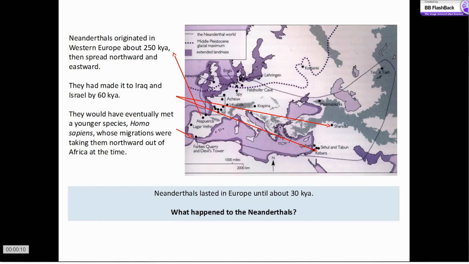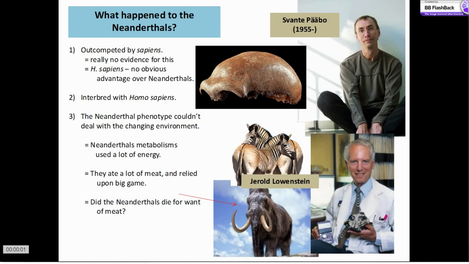So what happened to them? Okay, that's a good question. You might see where I'm going with this. So what happened to the Neanderthals? Well, who can say for sure? But there are at least three credible possibilities. Number one, they might have been outcompeted by Homo sapiens. But there's really no evidence for this.